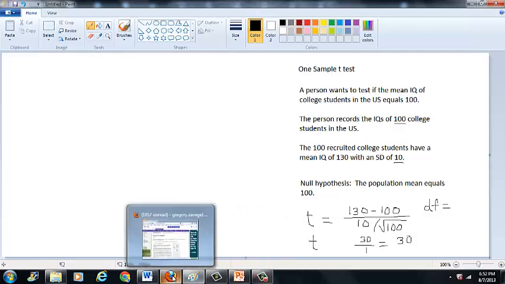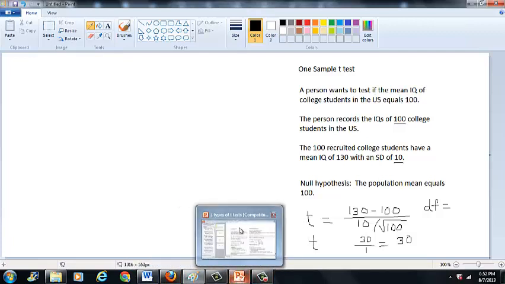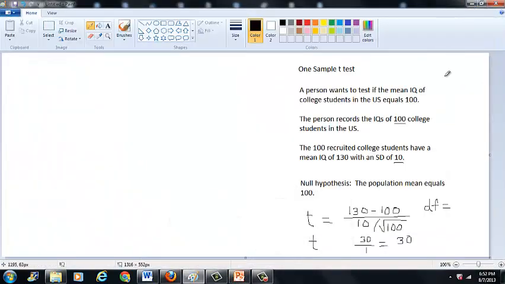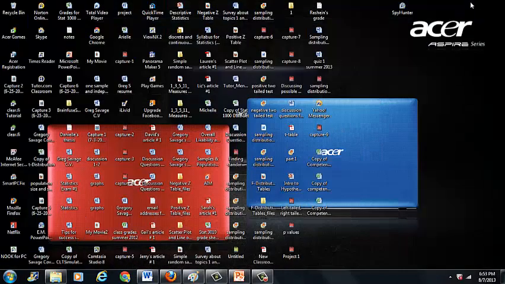Let's see what the DF is of a one-sample t-test. It's n minus 1, which is just the number of people in the sample minus 1. We recruited 100 students, so it's 100 minus 1, which is 99. That's our DF. And now we can go to a critical value table that I'll show you how to use. This is going to be the critical value table for a t-test.